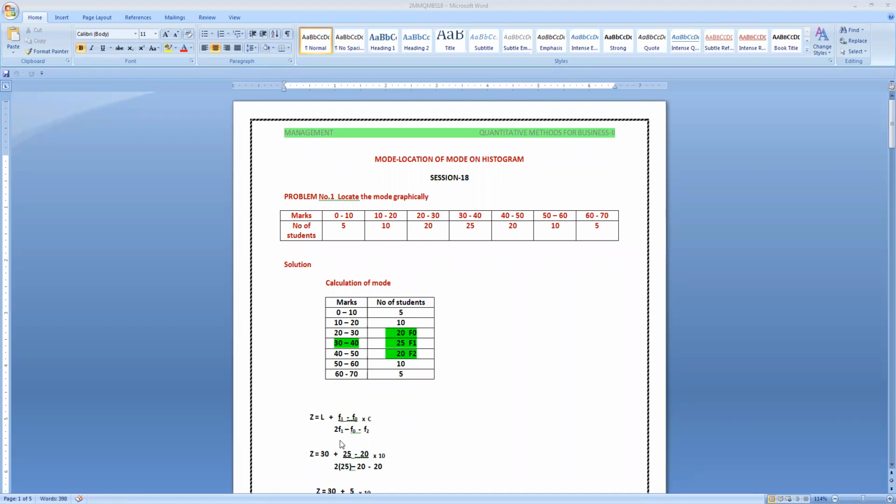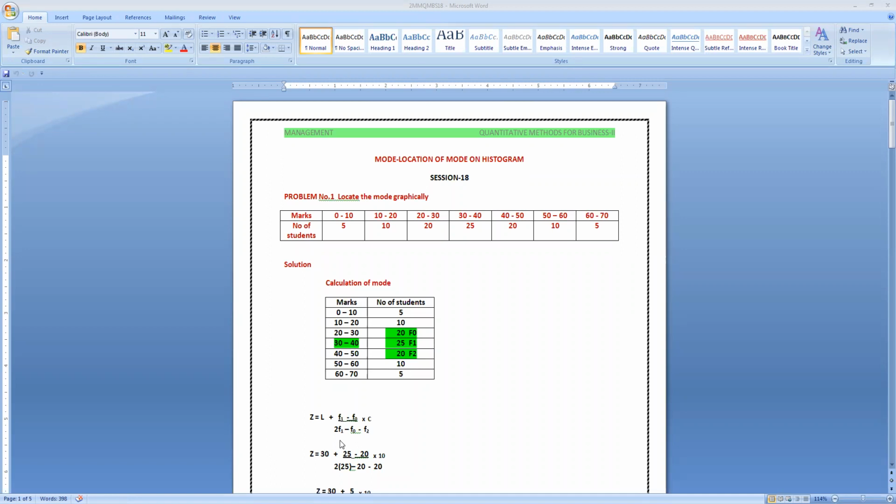In the previous sessions, we have come across the frequency polygon and the frequency curve, and how we are going to locate them on a histogram. Let us see in this session how the location of mode is done on the histogram. So let us take a problem here: locate the mode graphically.